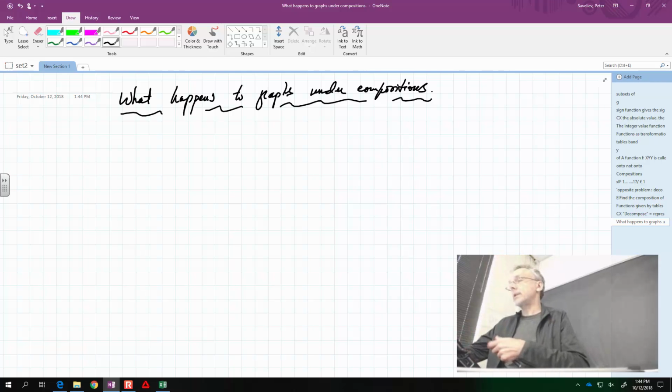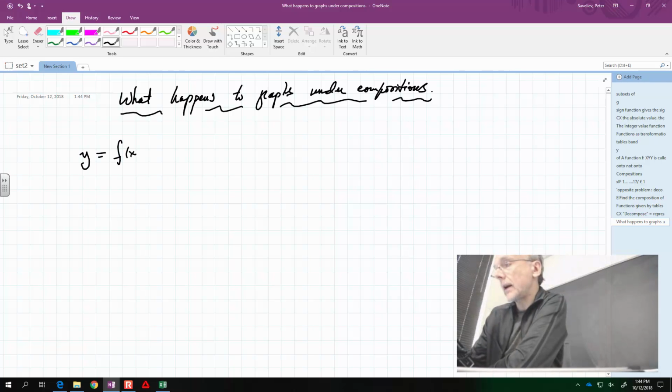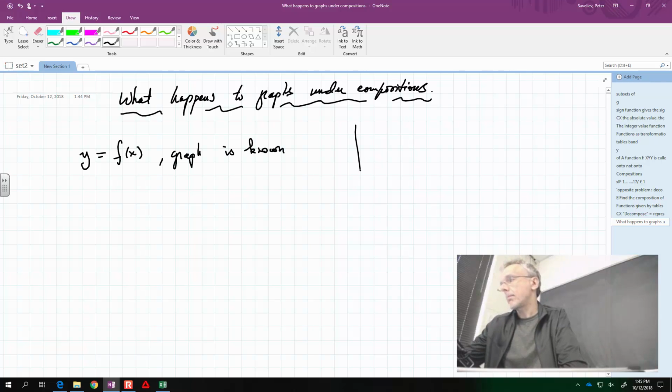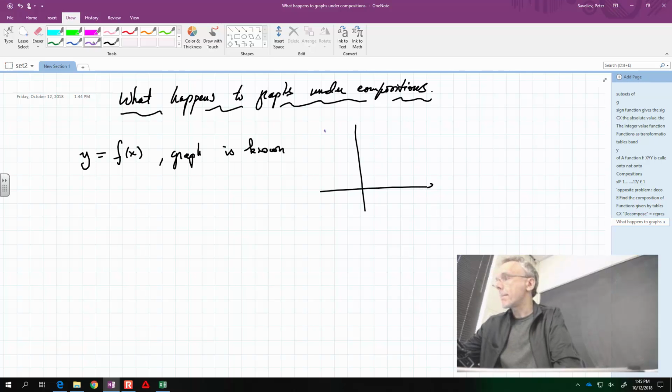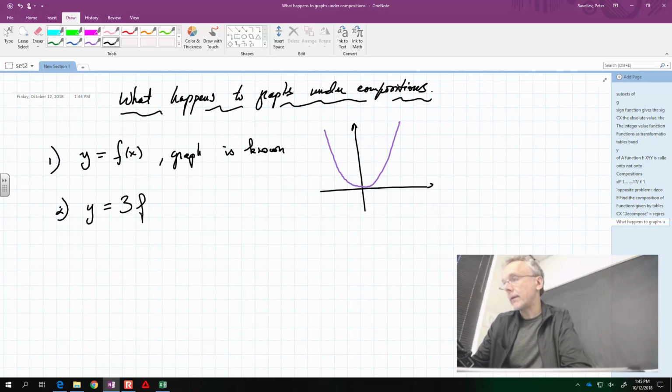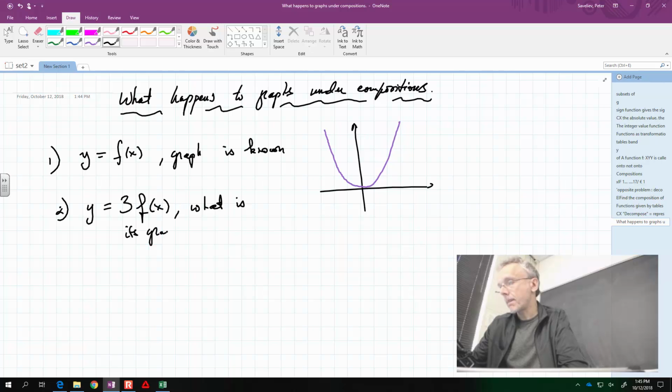is producing new functions from old. Say, if I have y equal f of x, and we know its graph. Graph is known. Let's say something simple. Okay, and then we are making up a new function. Say y is equal to 3f of x. And then what is its graph?